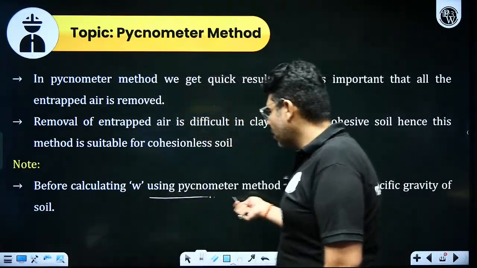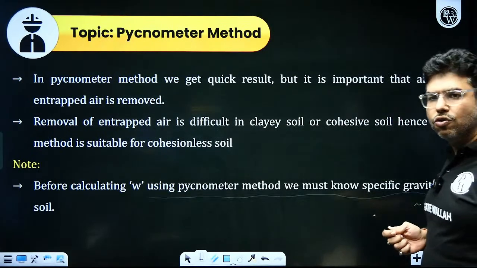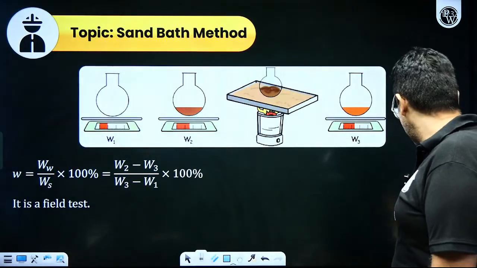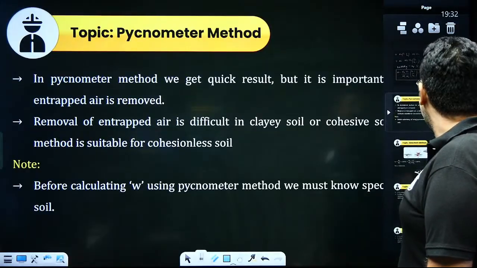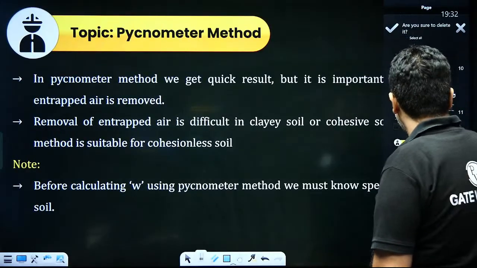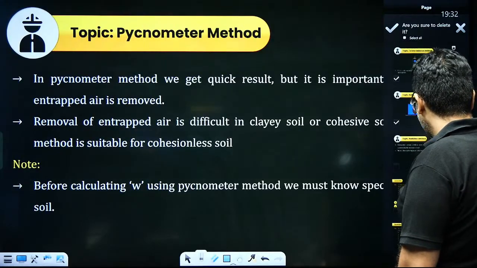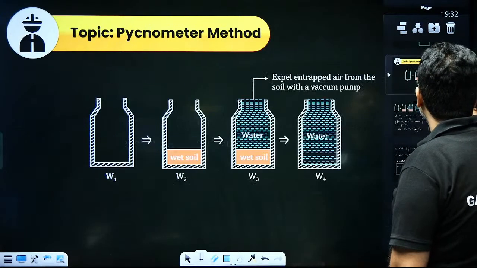Before calculating water content using the pycnometer method, we must know the specific gravity of soil. Now let us see determination of specific gravity using the pycnometer. Now let's see how to determine the specific gravity of soil using the pycnometer method. Very simple. Again, I will use the same diagram.